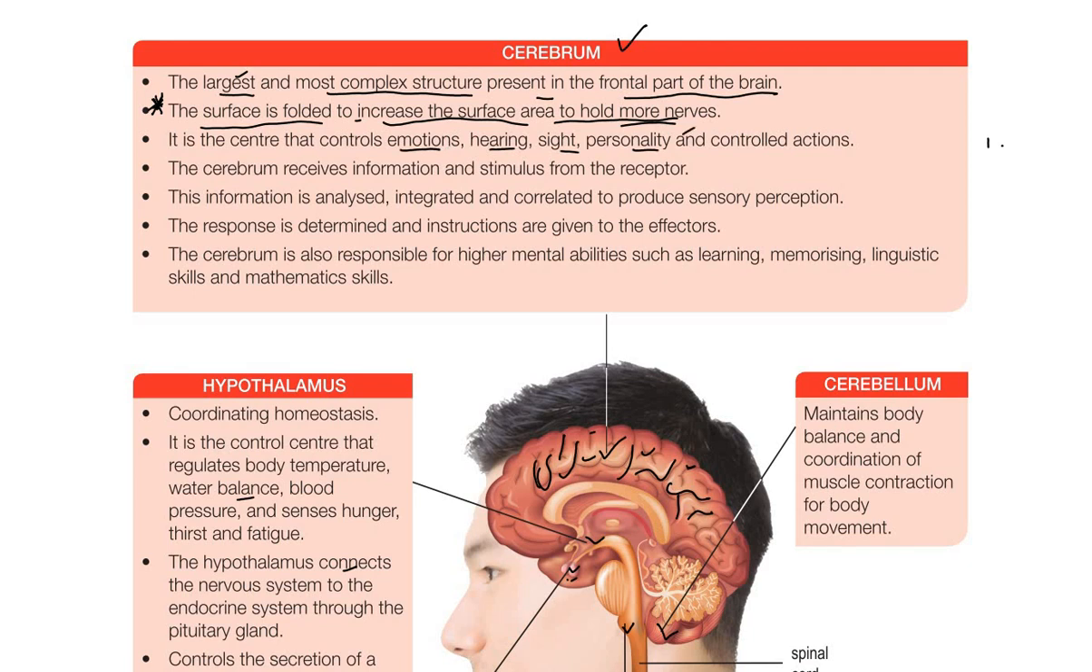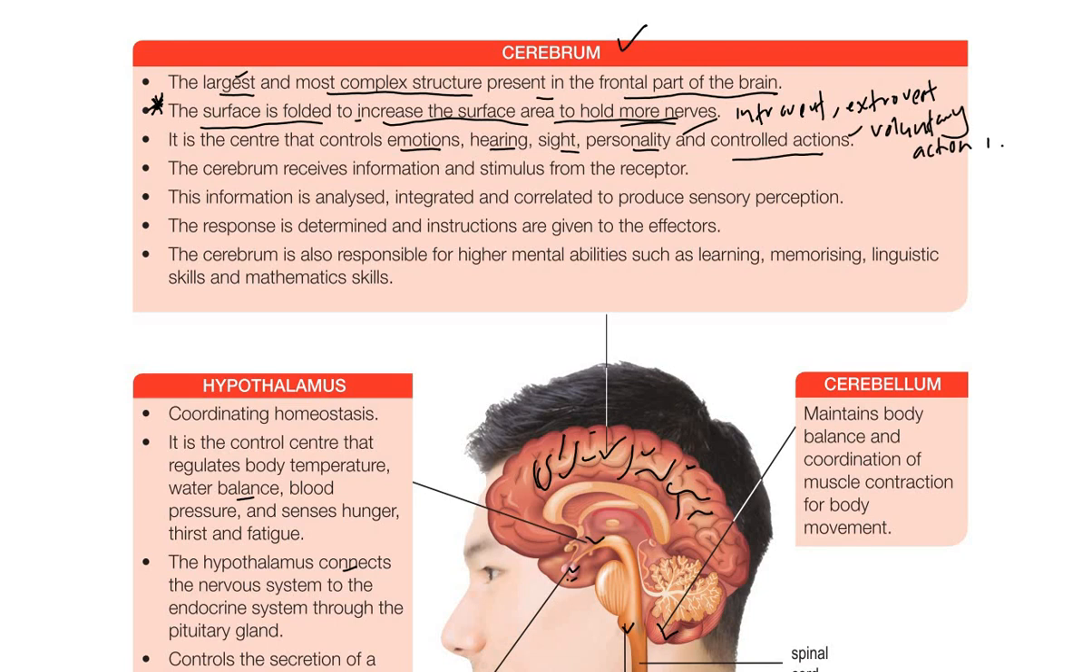Maybe you can Google introvert and extrovert. Such as some persons are very shy, some persons like to talk, some people are talkative, and so on. So this is personality. And it controls actions, meaning voluntary actions such as talking, walking, eating, and so on. So these are the functions of the cerebrum.